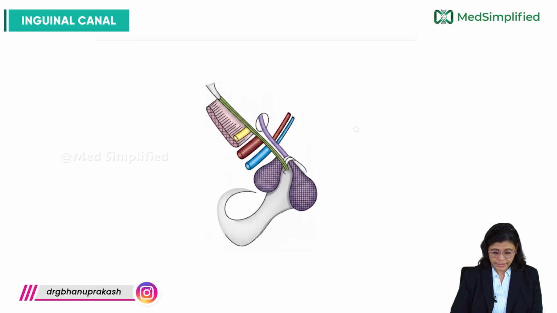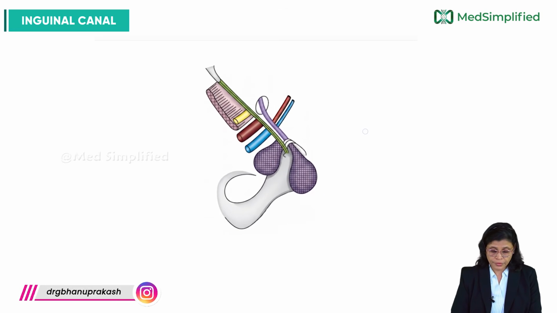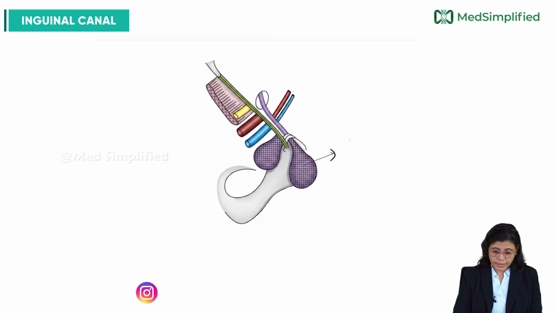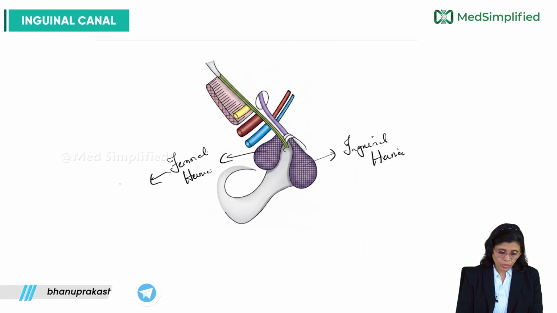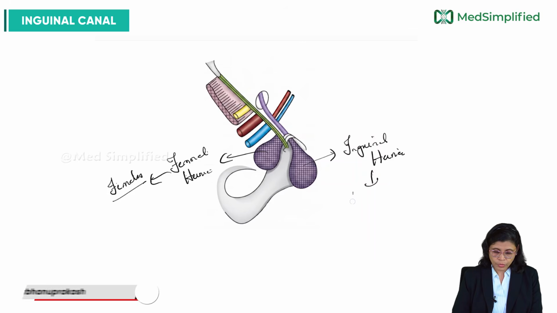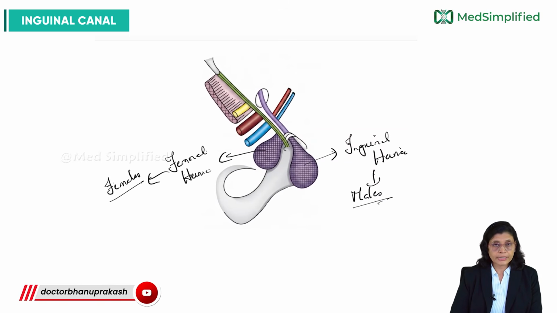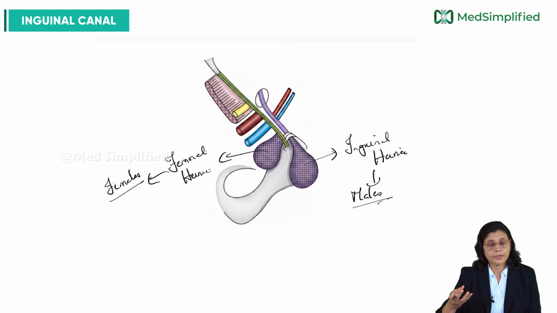So now we will look at the hernias. Basically in this groin region, we see two types of hernias. One is the inguinal hernia, and the other one is the femoral hernia. Femoral hernia occurs through the femoral canal. The femoral hernia is more common in females, F and F, whereas the inguinal hernia is more common in males. Now, a hernia is a protrusion of the abdominal viscera through the abdominal wall.